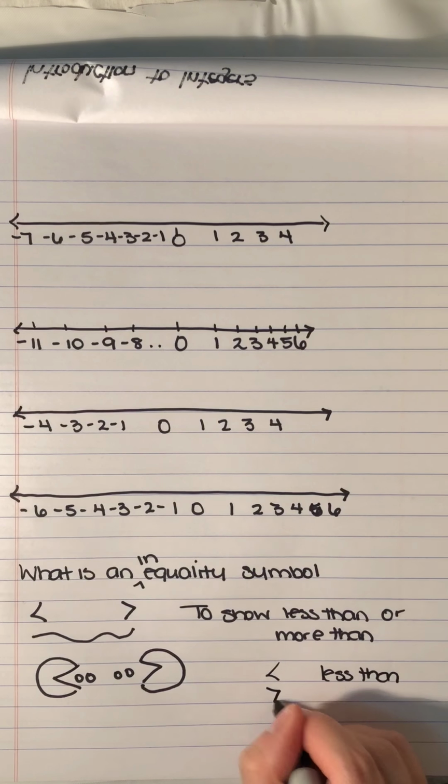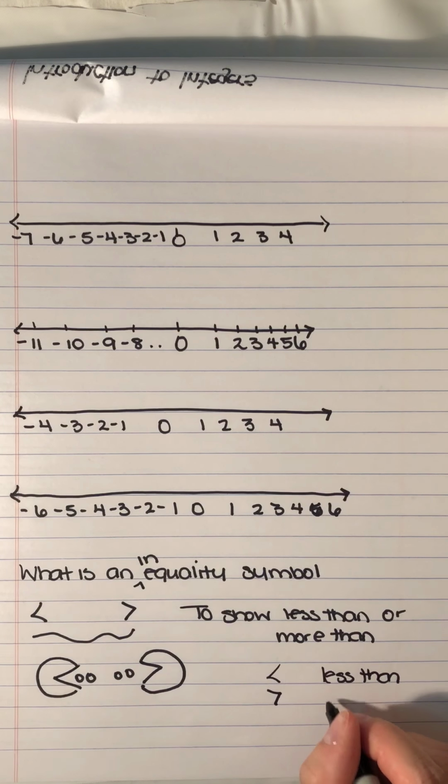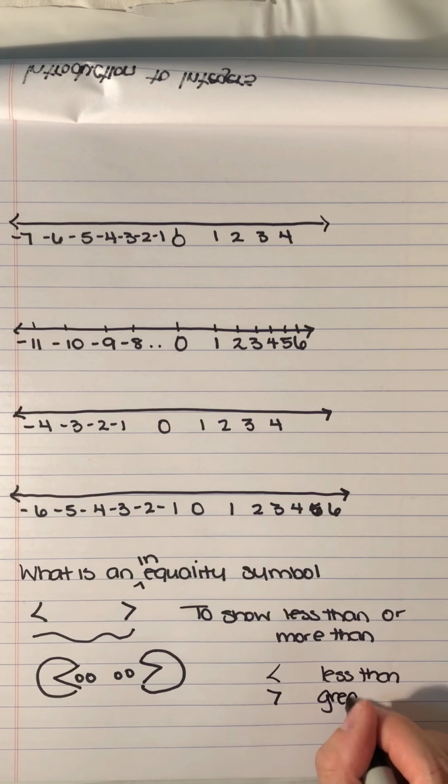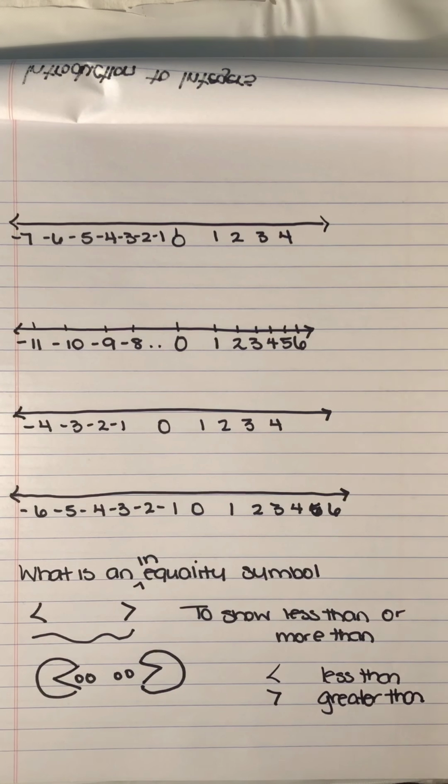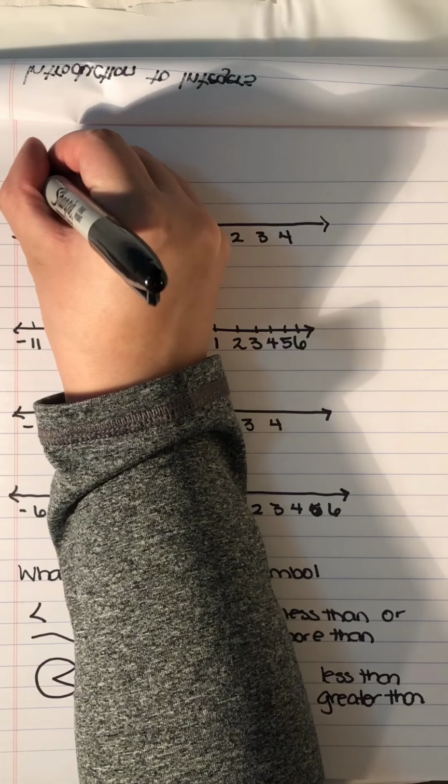So let's say the shark or the Pac-Man, the mouth part is usually facing the bigger number, and the pointy part, the little edge part, is usually facing the smaller number. So we would read the actual inequality problem from left to right. Now let me show you on the number line how this visually looks.